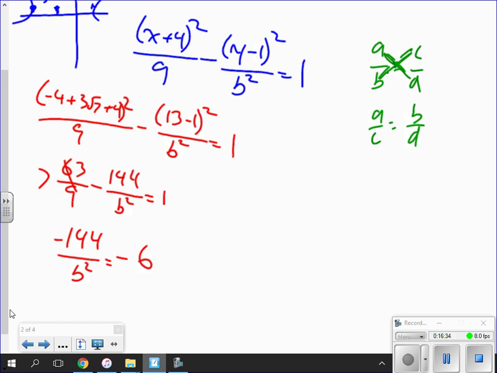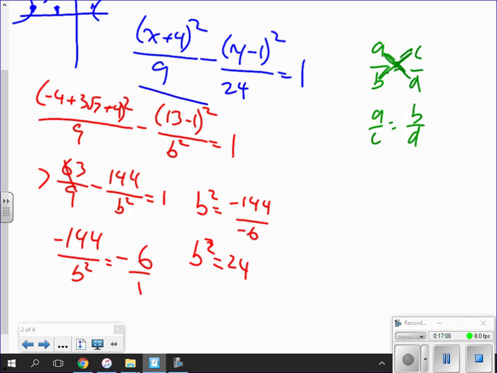So if I go back to this one, put it over 1, I swap the negative 6 and the b squared. So I get b squared equals negative 144 over negative 6. B squared is equal to 24. And you know what? I don't need b, do I? I need b squared. I'm not going to screw with it. I'm going to take b squared here and just put in 24 instead. And there's my equation. I'm not going to take the square root and then square it back again.